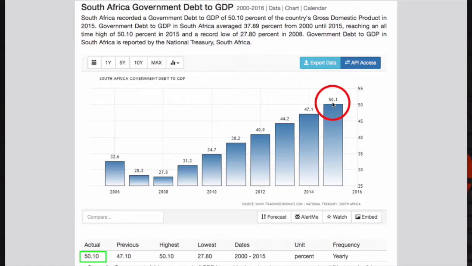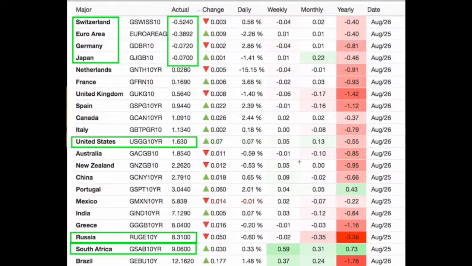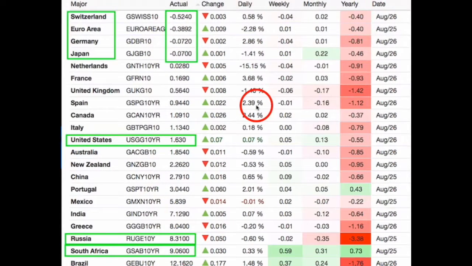but still nothing compared to the debt levels of the US, Japan, and Italy. Put it this way, a country will issue a bond if it needs to borrow money. And the higher the yield, like you see here in Russia and in South Africa, the higher the yield, the more it costs that country to borrow money. And this here illustrates the 10-year bond.